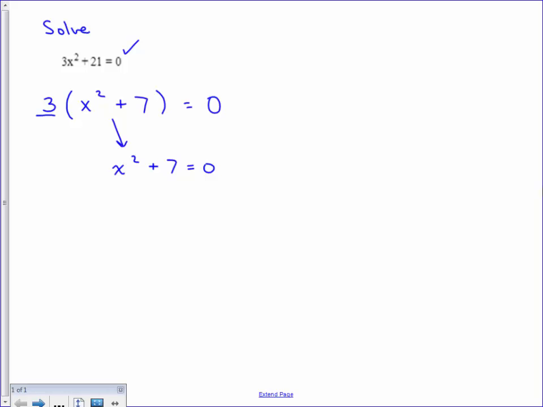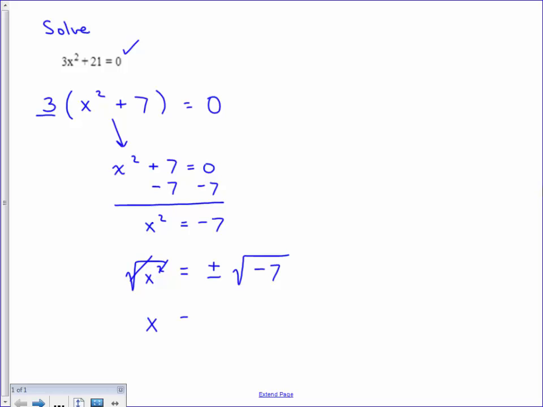Because I have a squared term only and a constant term, I need to subtract the constant term over. So we would have x squared equals -7. We would then take the square root of both sides to eliminate the square. Remember to put a plus and minus on the right side when you take the root. On the left side, the square and the root cancel. That would leave me with x. And then on the right side, I would have plus and minus.